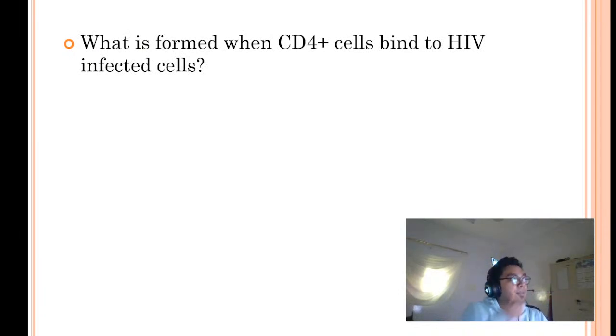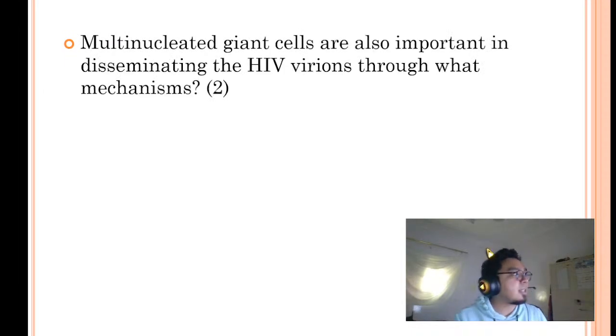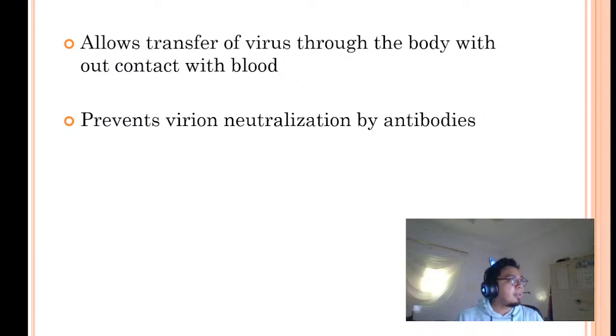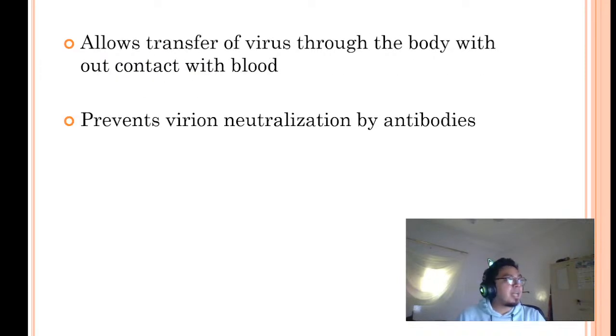What is formed when CD4 positive cells bind to HIV infected cells? They will produce multinucleated giant cells. Do we see this in the blood smear? No, very rarely, but I just put it there for your information, guys. Multinucleated giant cells are important in disseminating HIV virions through the body by what mechanisms? They allow the transfer of the virus through the body without contact with blood, and they prevent the virus from neutralization by antibodies.